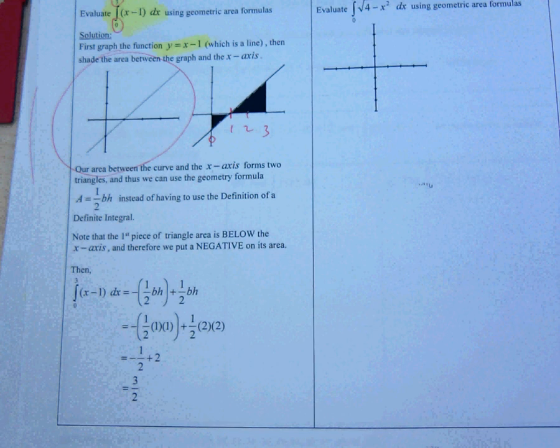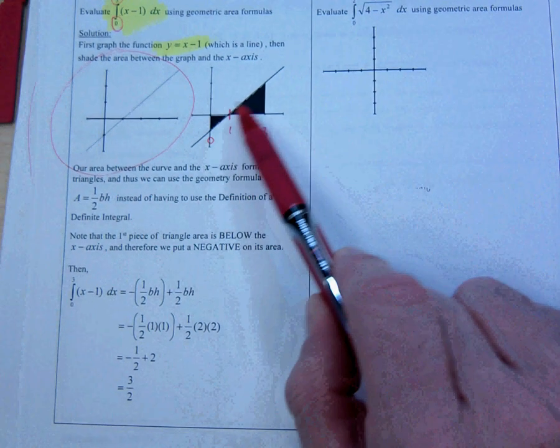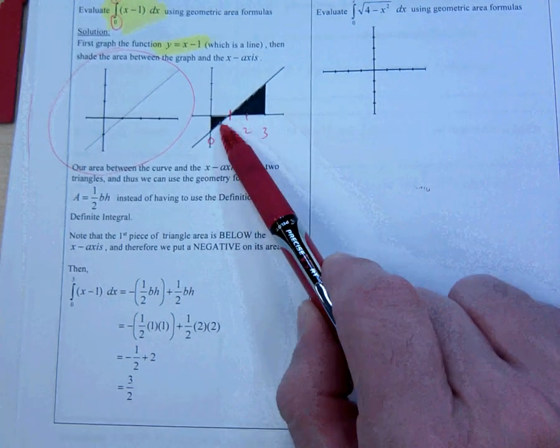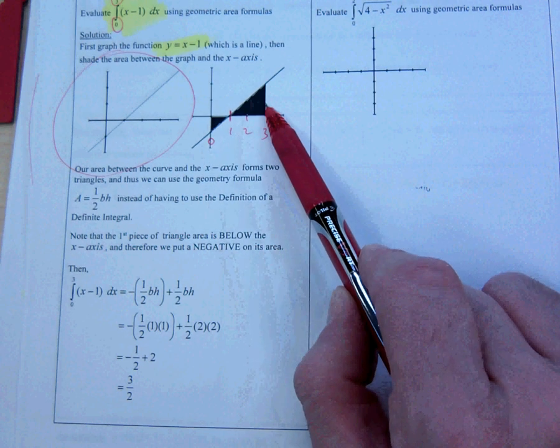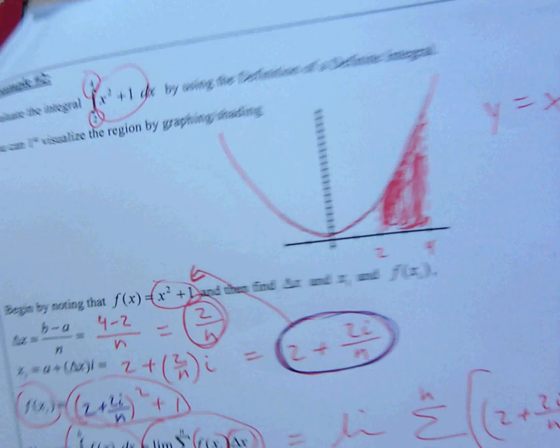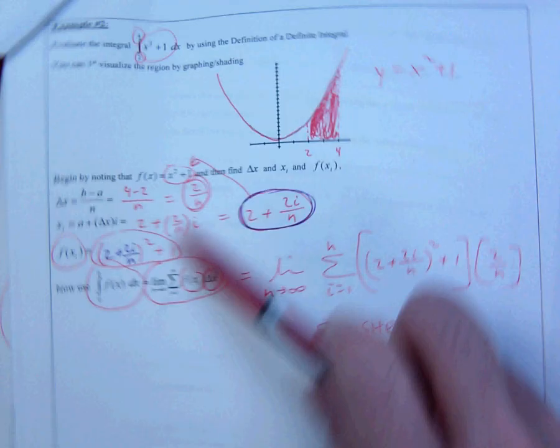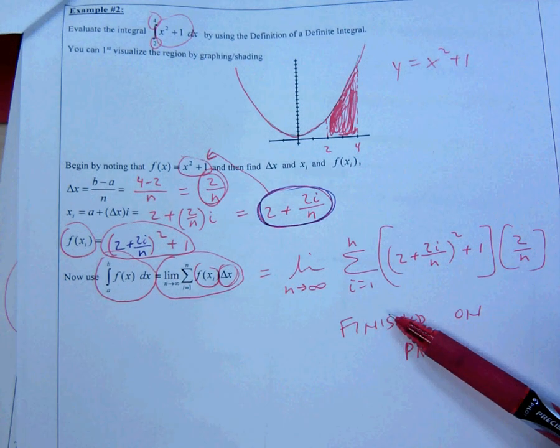All right, so clearly, my regions are what? My regions are what? Triangle. So do I need to do all of this stuff right here? Do I need to do any of this to find the area? No. I can just use geometry, yes?